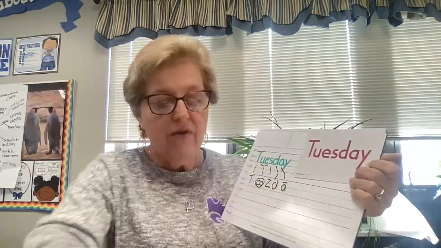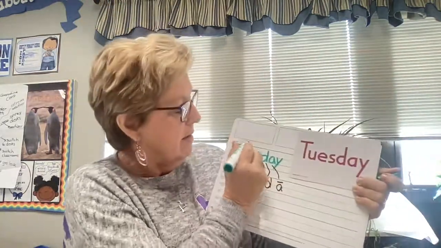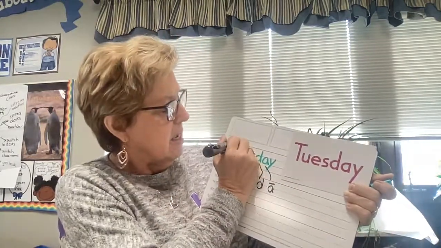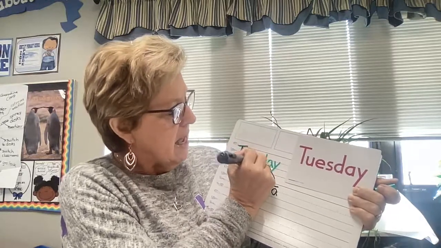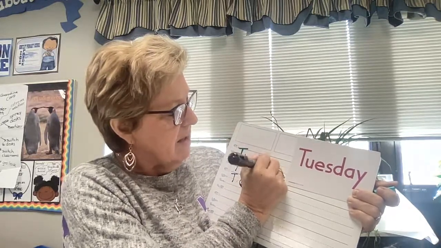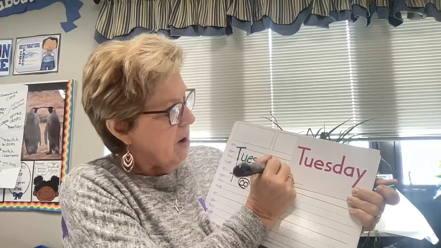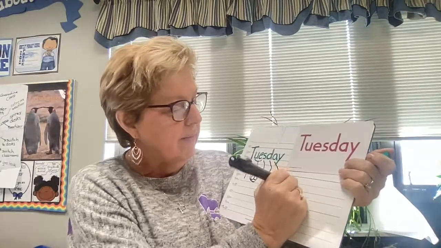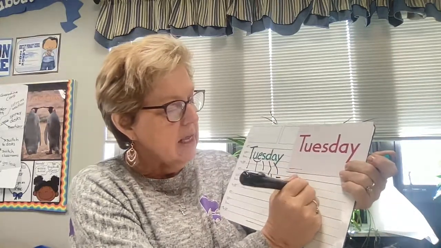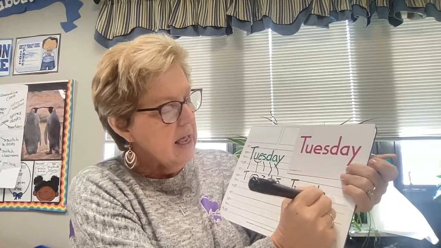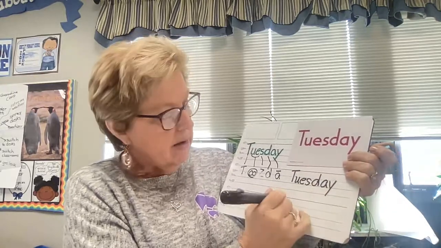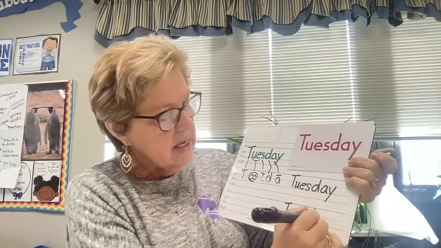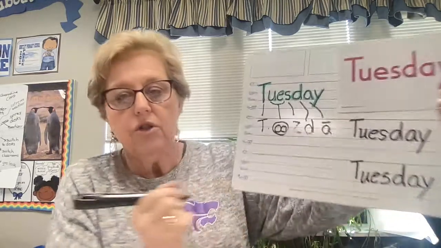All right, with a different color, trace over the word Tuesday. Capital T, U, E, S, D, A, Y, Tuesday. And write the word Tuesday 2 times. Capital T, U, E, S, D-A-Y, capital T-U-E-S-D-A-Y. Show your teacher your work.